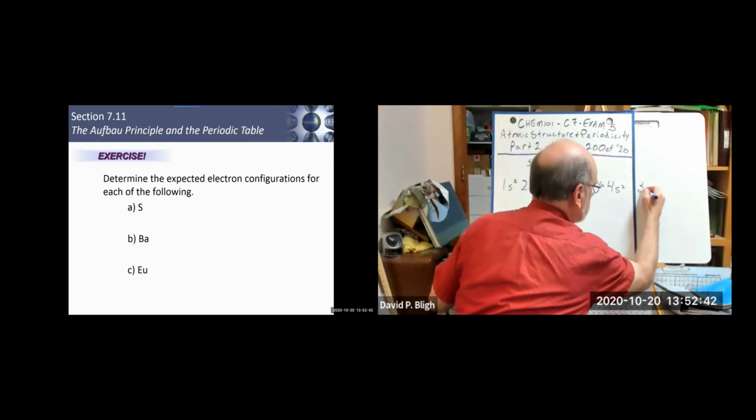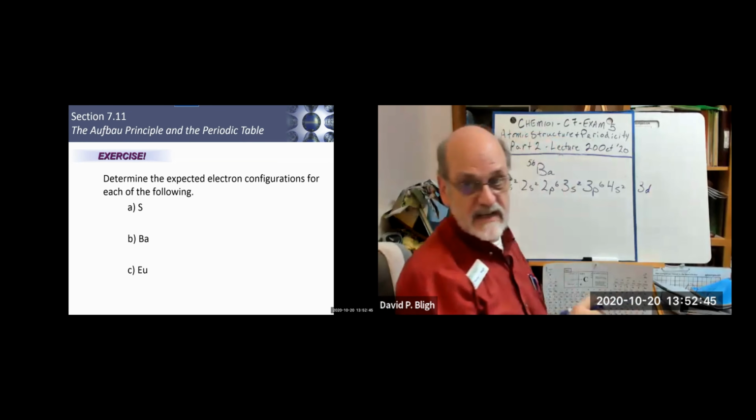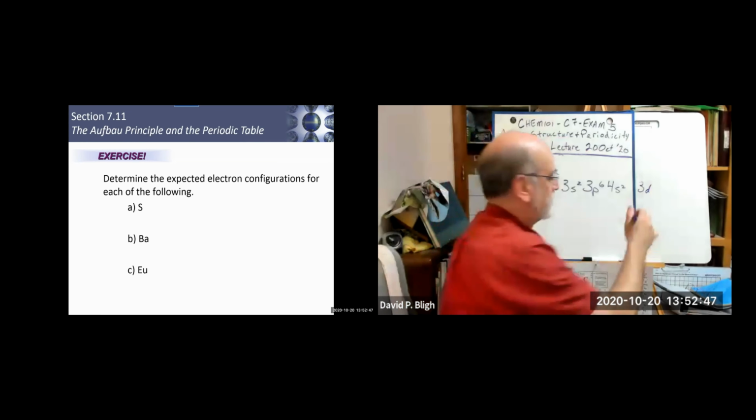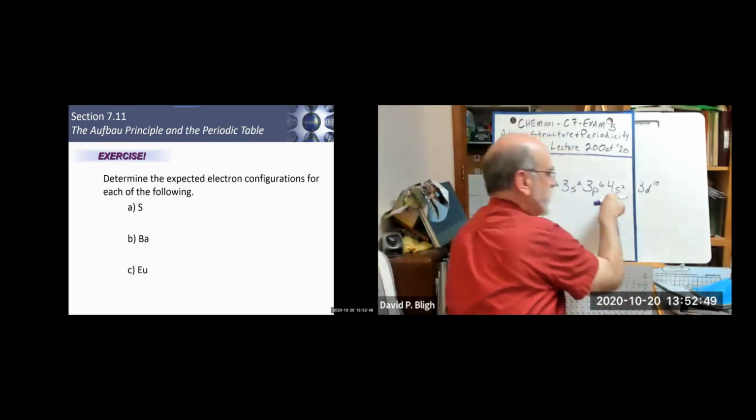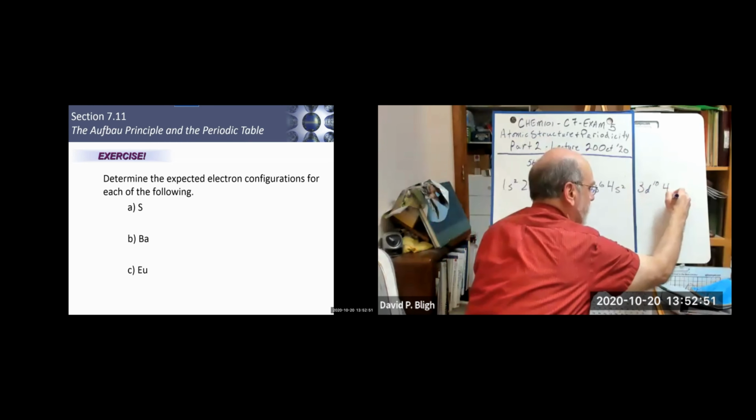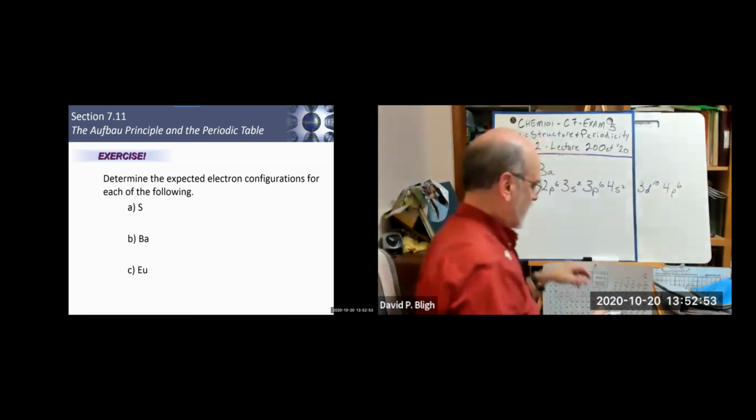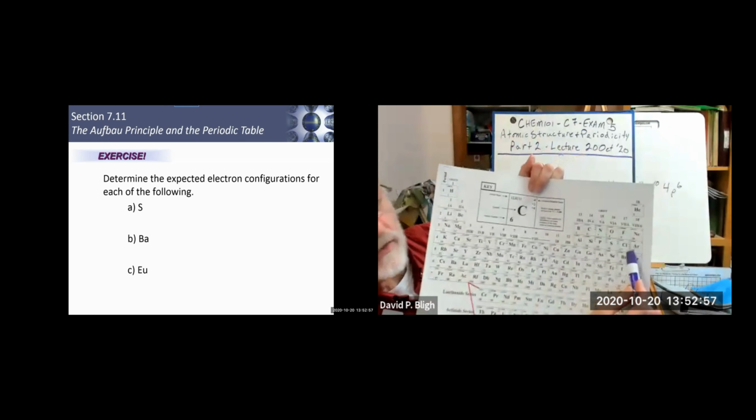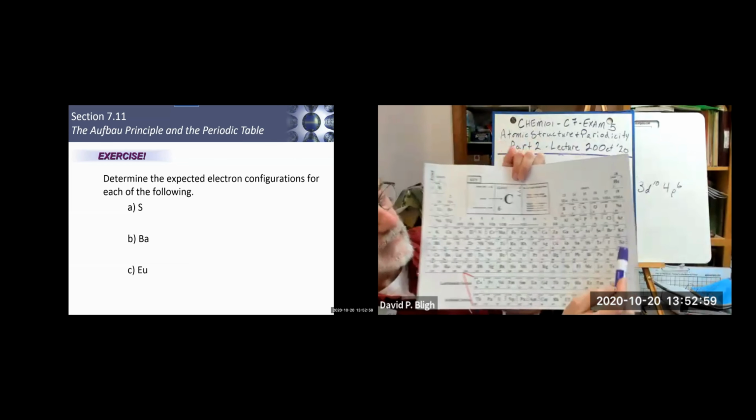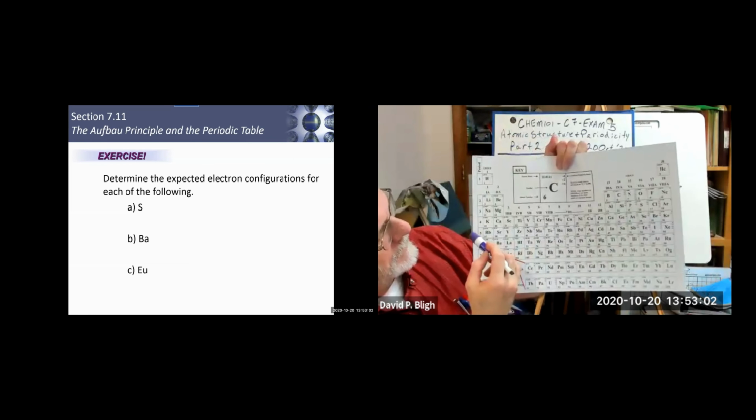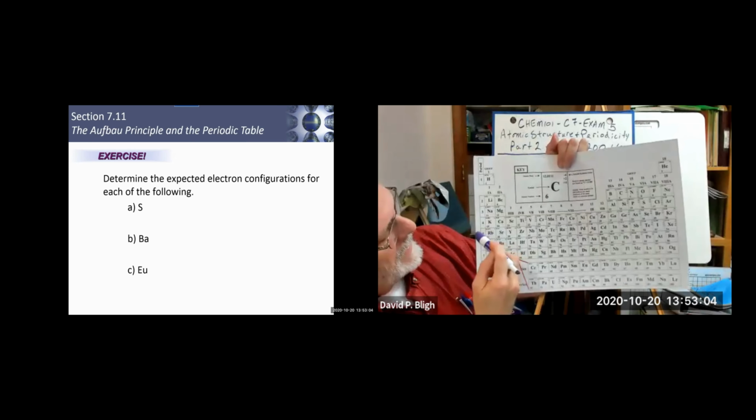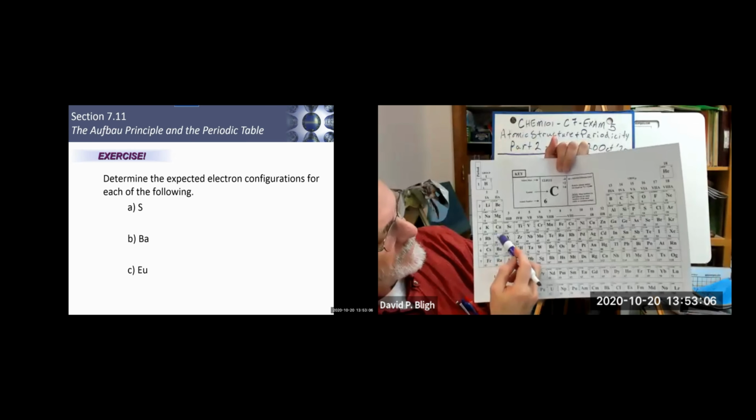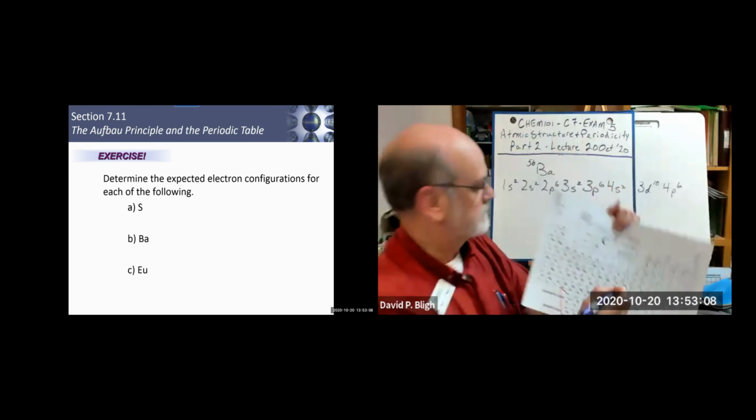So 3d, how many can we have in d? 10. Then we go back to 4p. Okay, so now at 4p, we are all the way over here to krypton. Now go back over here to rubidium, and we're going 5s, 4d.